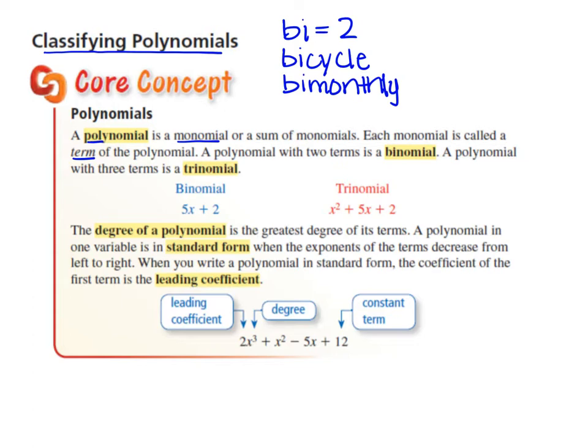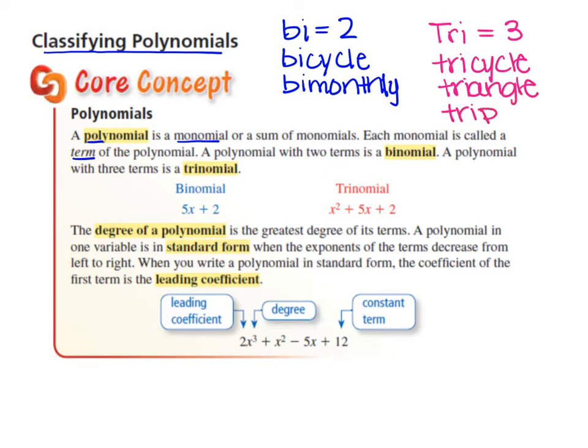And three terms makes a trinomial. The prefix tri is three. Maybe tricycle has three wheels. A triangle has three sides, right? A tripod has three legs. Different ways to remember that tri means there are three terms.